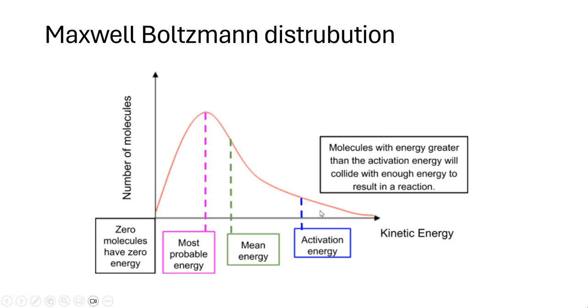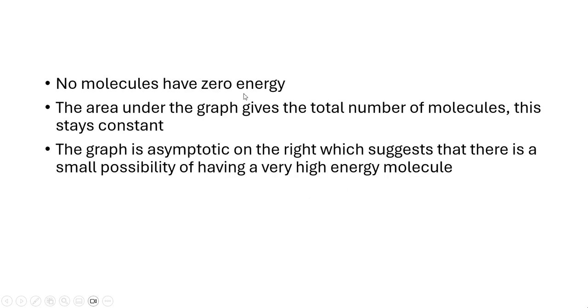Anything in this area where my mouse is now is where successful collisions occur. This is where things actually react, because these molecules have more energy than the activation energy. The area under the graph is the total number of particles, so no molecules have zero energy. The area under the graph gives the total number of molecules. This stays constant; it doesn't change.